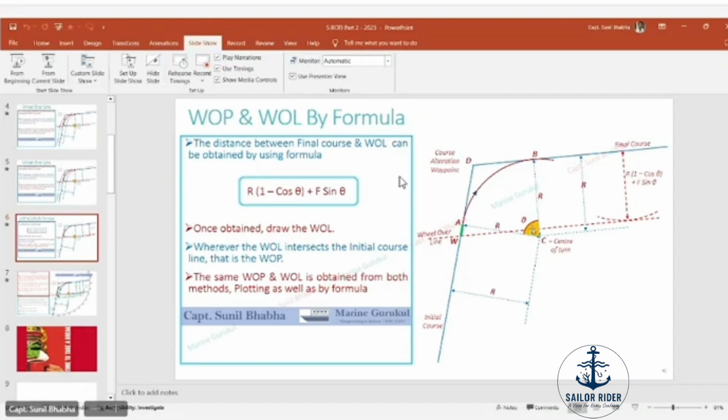Okay. Beta, theta can be easily known. You have your final course, you have your initial course. The difference between these two courses is the theta angle. Let us say the final course is 080 and the initial course is 010, then you are altering by an angle of 080 minus 010, that is 70 degrees. Theta will be 70 degrees in that case.